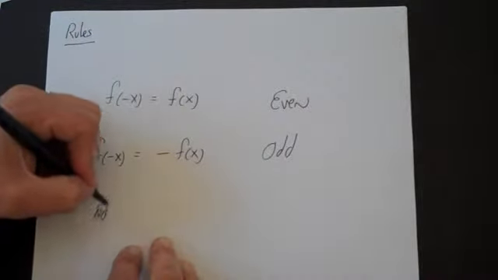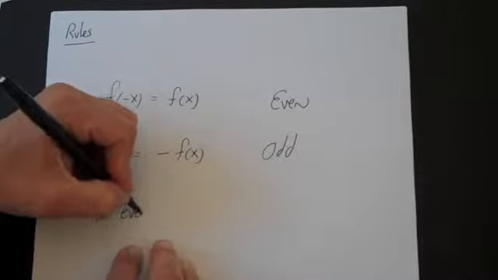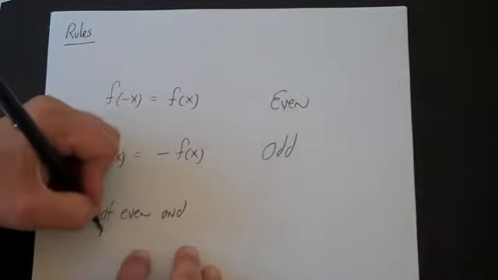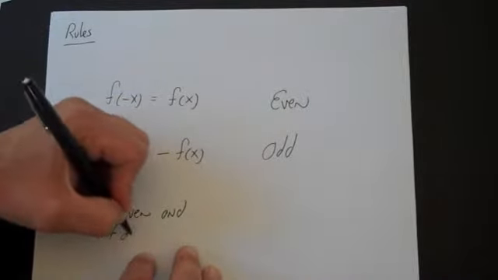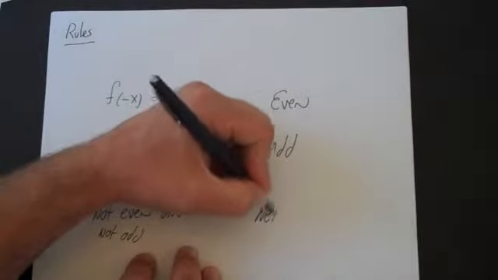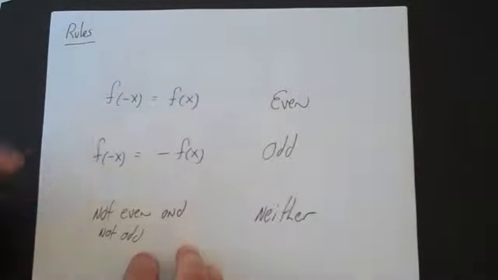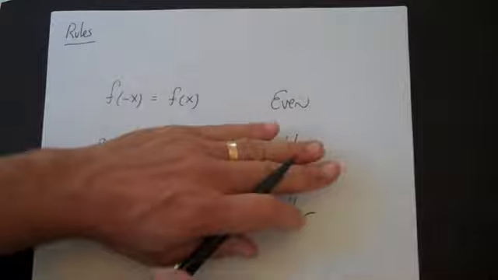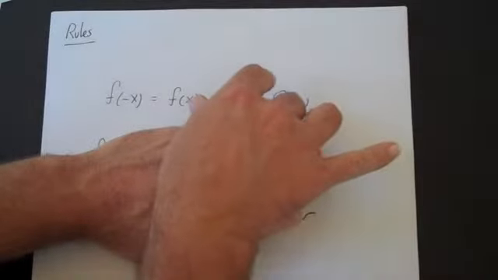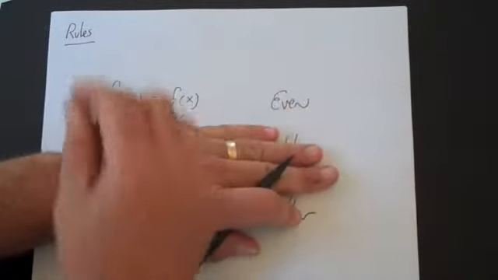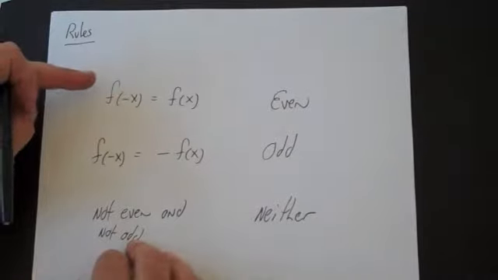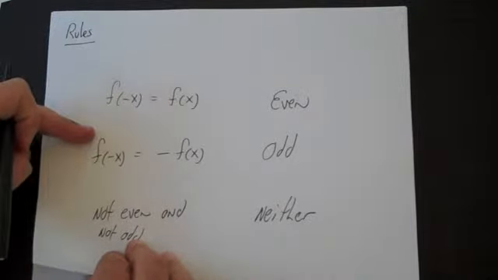If it's not even and it's not odd, then it's neither. So here you want to be very careful. It's not enough just to figure out if it's even, because unlike numbers, functions can be even, they can be odd, but they can also be neither. So let's look at an example.